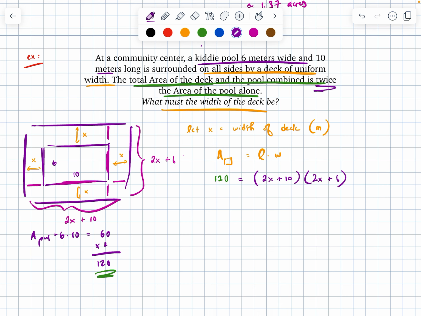If you got here, amazing. And if you didn't, also amazing. Give yourself a little bit of time. Let's see if we can solve for x. Go!